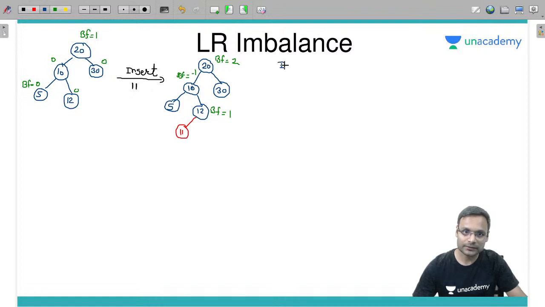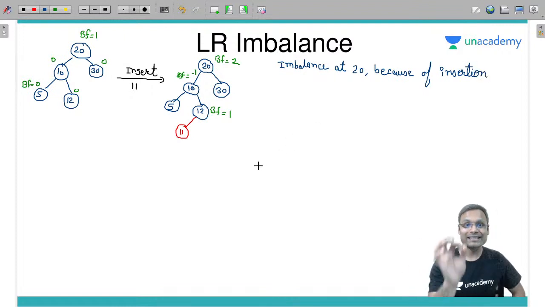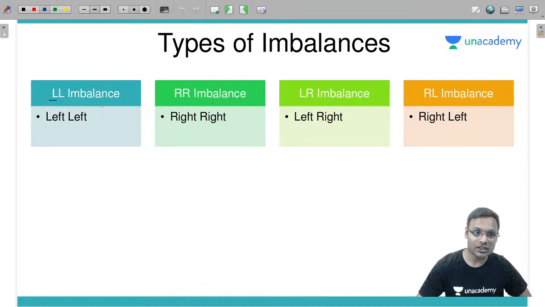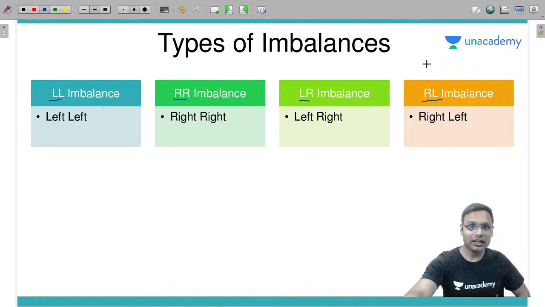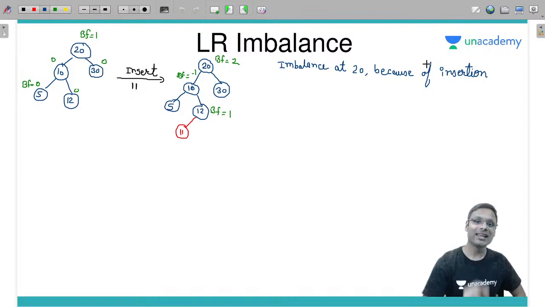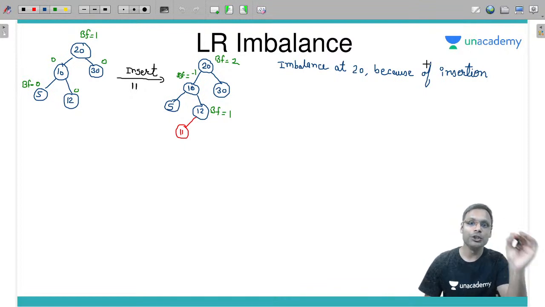Now, where is the imbalance? At 20. Why do we have imbalance at 20? Because of insertion. Now I will bring back my same question which I asked in the last class. Check how many letters are there in each imbalance name. 2, right? Direction: left, right. How many letters am I having? Only 2. Right, left, or right, or left. So just up to 2 steps from the imbalanced node, what is the direction of the newly inserted node?